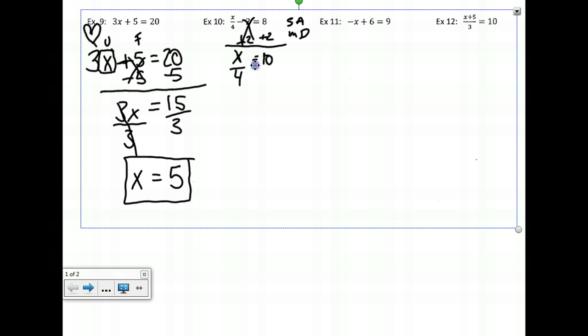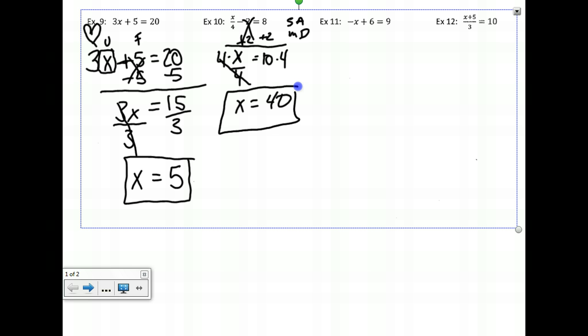Now remember, we always move left to right, so either one of them could be first. We don't know. There is division here. We're dividing by 4, so we got to get rid of this 4. What's the inverse of dividing by 4? It's multiplying by 4. So multiply by 4 on both sides. These cancel, and you end up with x equals 40.